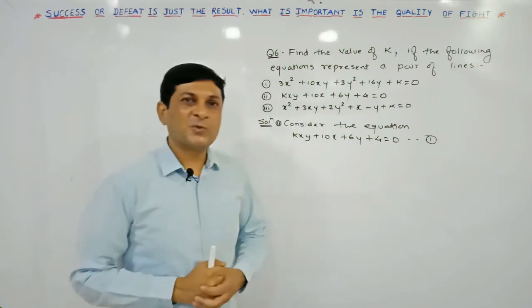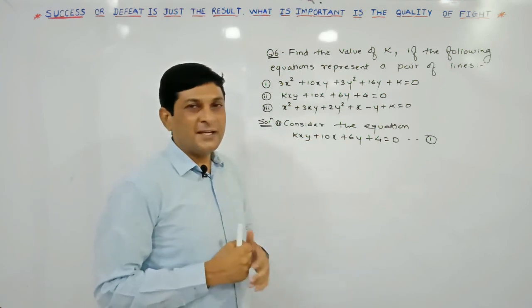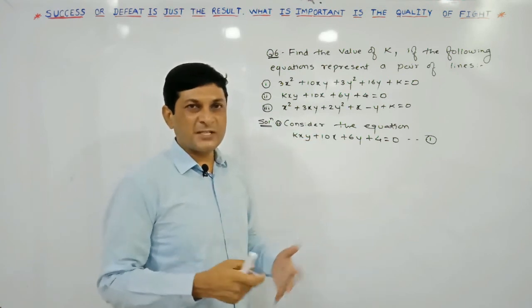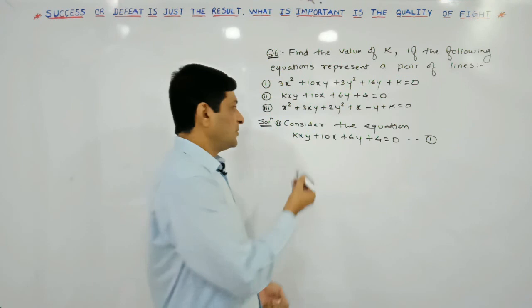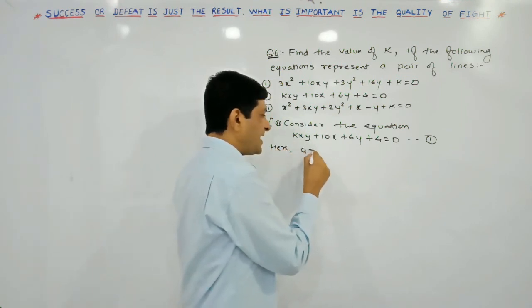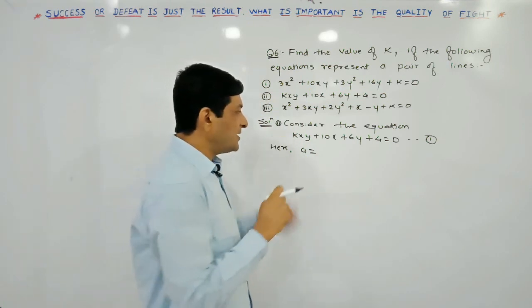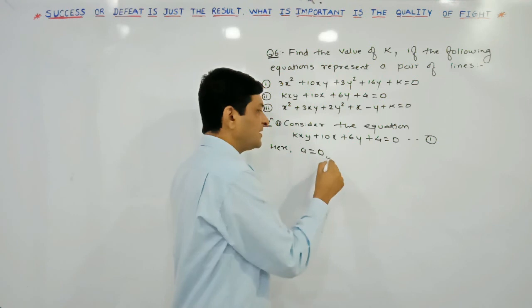Now let us try to solve the second example. So here also one general equation of second degree in x and y is given to us, which represents what? A pair of straight lines. So from this equation, first we try to find the values of a, b, c and h, g, f. a means what? The coefficient of x square. Here the term of x square is missing. That's why we can say that a is equal to 0.